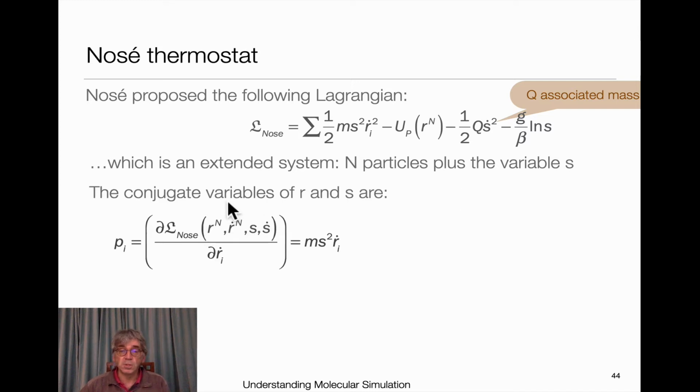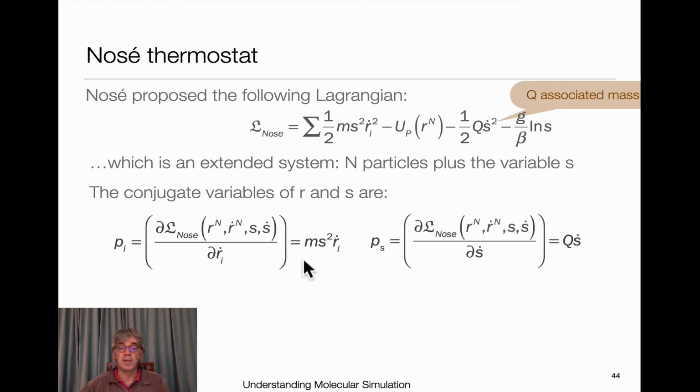In order to derive the equations of motion, we need to define our conjugate momenta, our conjugate variables. So this is the conjugate momentum given to particle i, which is then m s squared r dot sub i. And the conjugate momentum for the variable s, which is the derivative of the Lagrangian with respect to s dot, is Q times s dot. And it's very much like in the momentum equation, where Q is the effective mass.